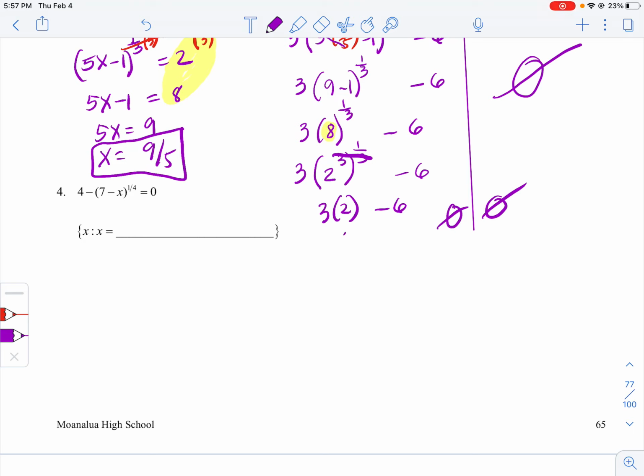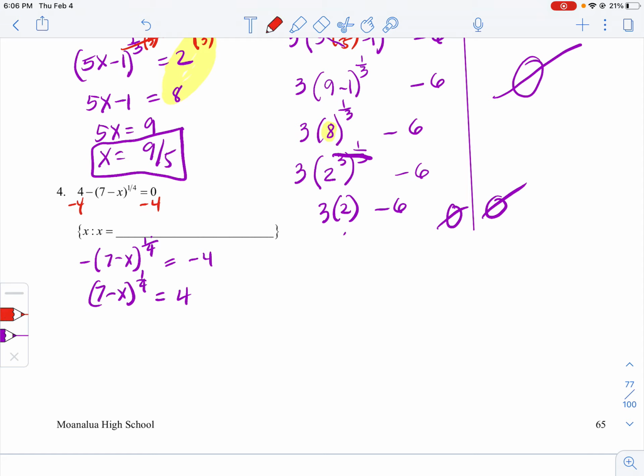That would then leave our negative in there. All right, so we will subtract 4 on both sides. So we'll do minus 4 minus 4. We are going to have negative (7 minus x) to the power of 1/4 equals negative 4. And then we're going to get rid of the minus, so we can then divide by negative on both sides. So that's (7 minus x) to the power of 1/4 equals positive 4. Right? Does that make sense?